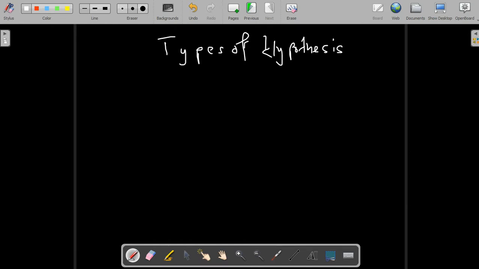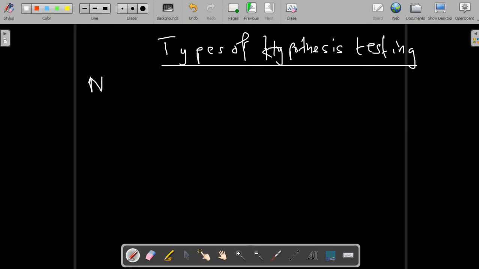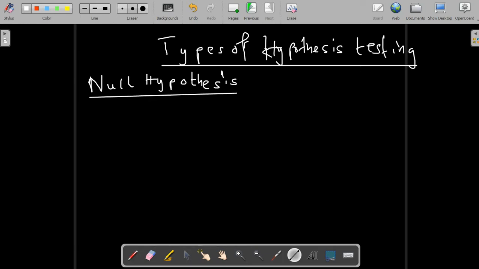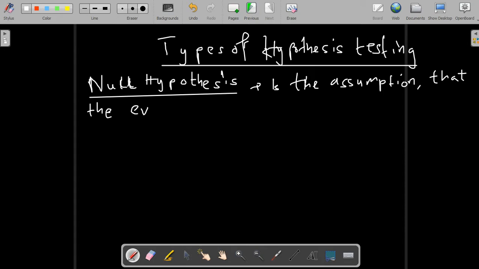Now let's discuss the types of hypothesis. The first type is the null hypothesis. The null hypothesis is the assumption that the event will not occur. We normally write it in a simple way: sample mean is equal to population mean. This is referred to as a null hypothesis.